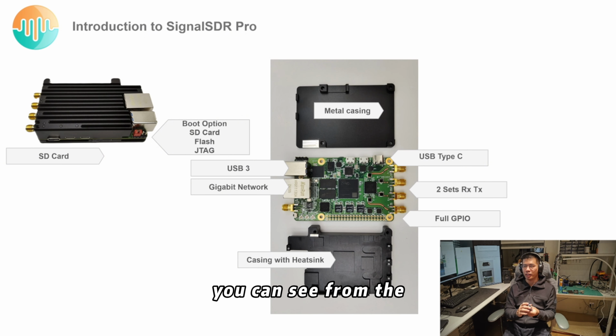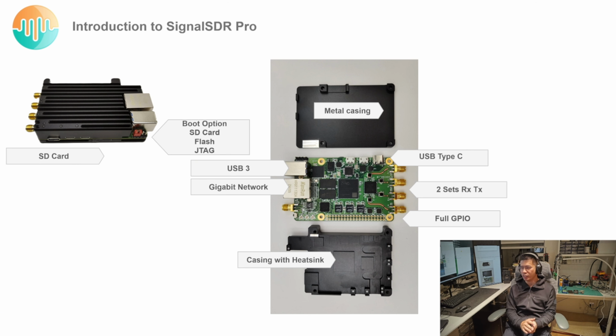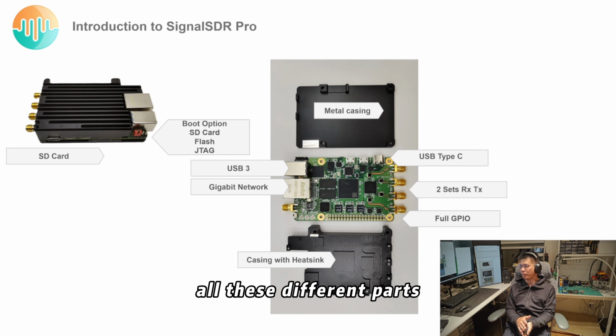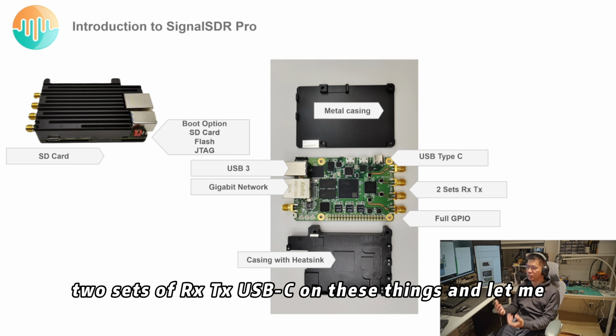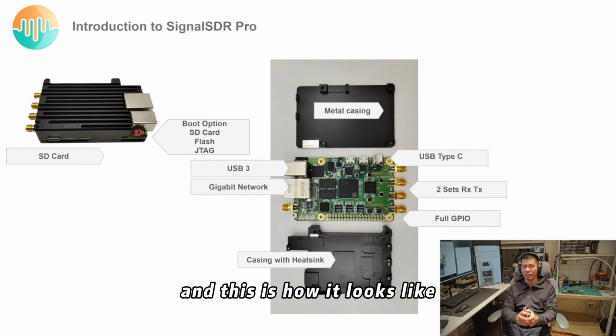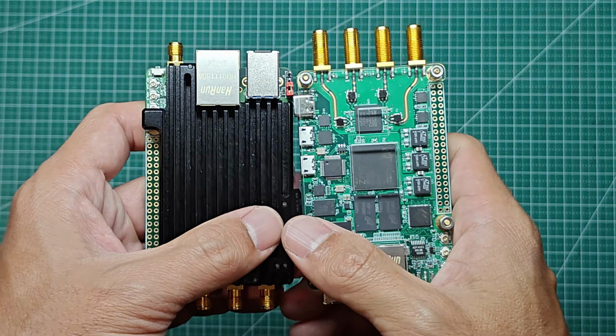You can see from the slides, we have an SD card slot, we have the boot options, and then we have all these different parts, two sets of RX/TX, USB-C on these things. And let me show you this product closely, and this is how it looks like. Okay, this is the Signal SDR Pro.